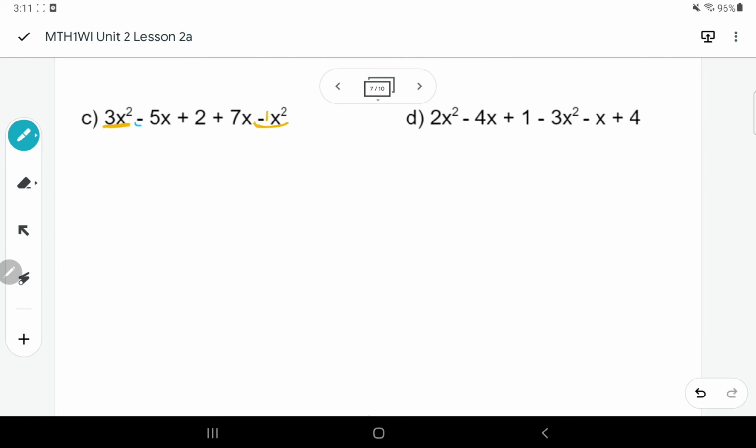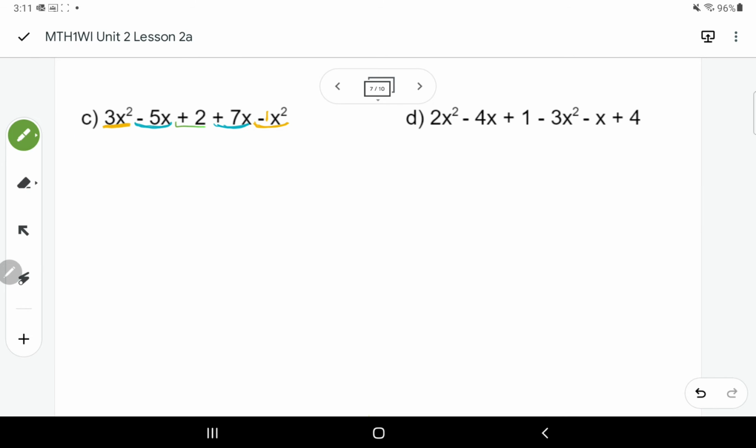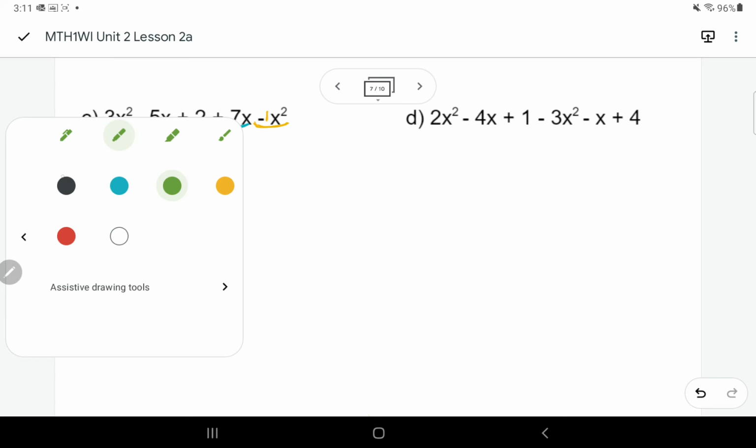Next term that I have to combine, if I can, is negative 5x. The plus 2 won't be like terms because that doesn't have an x, but the plus 7x will be. So plus 7x is going to go with that one. And then plus 2 is just kind of all off on its own. So I'll underline that in a different color.